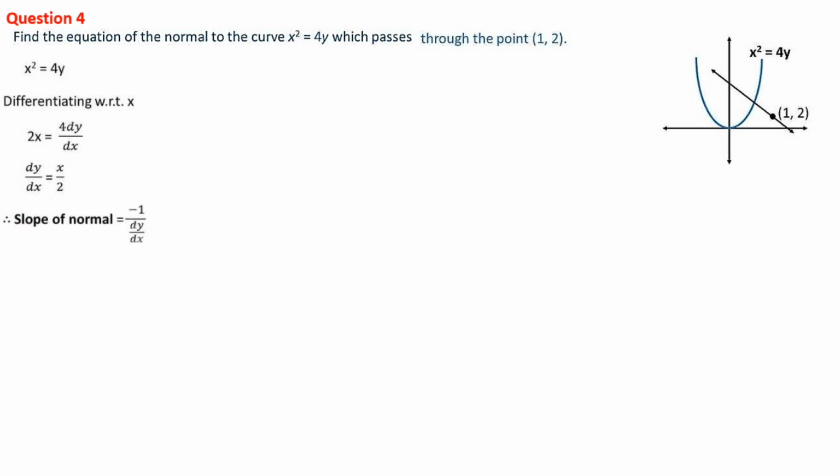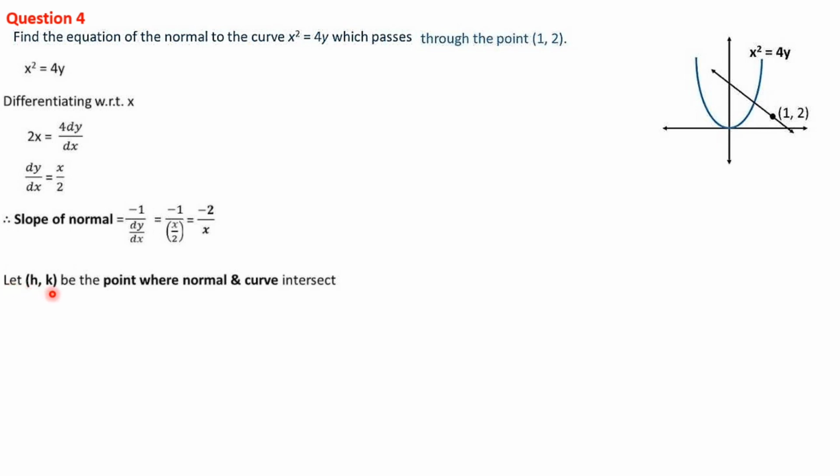Differentiating with respect to x gives the slope of the curve. Sorry, this is the slope of the tangent. The slope of the normal is minus 1 divided by the slope of the tangent, that is minus 1 divided by dy by dx, which is minus 1 divided by x by 2. Taking the reciprocal, minus 2 divided by x is the slope of the normal.